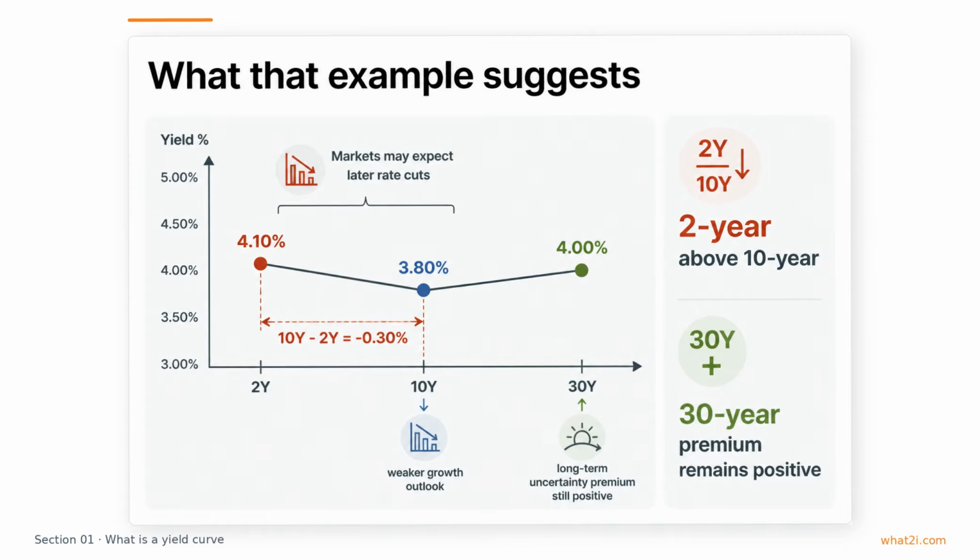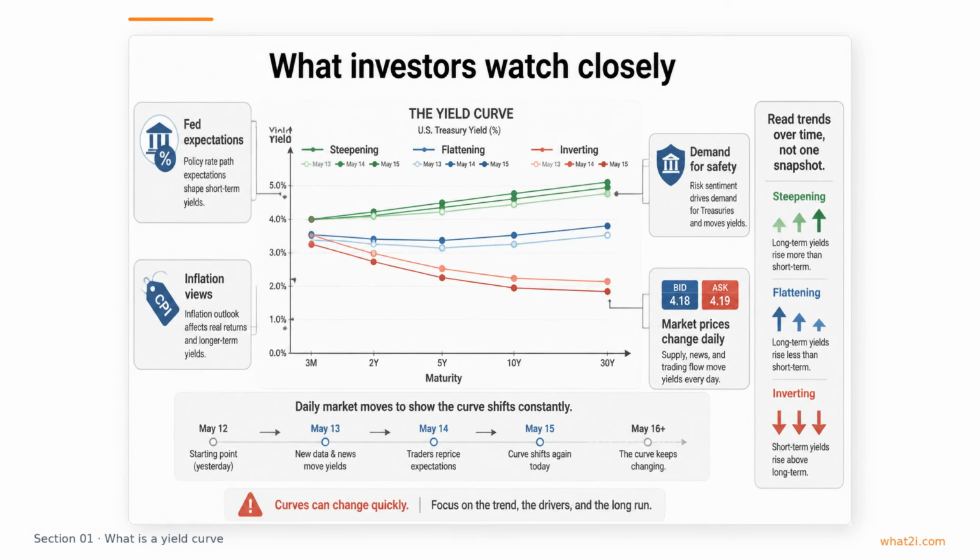At the same time, the 30-year yield remains above the 10-year yield, suggesting there is still a positive premium for taking on very long-term uncertainty. So the curve is not saying only one thing, it is combining expectations about policy with compensation for time and risk. Investors watch the yield curve closely because it bundles several important macro signals into one market price.